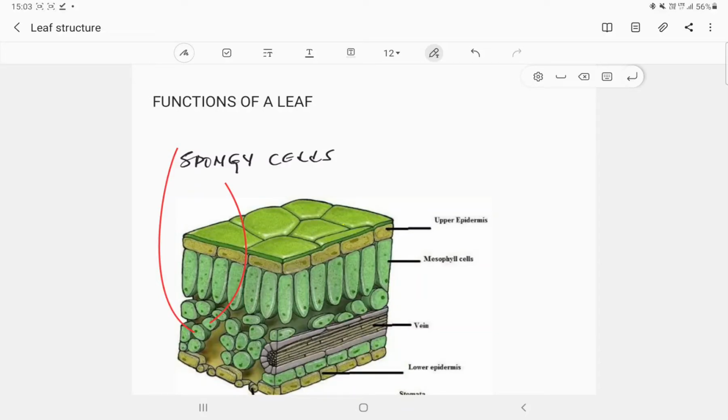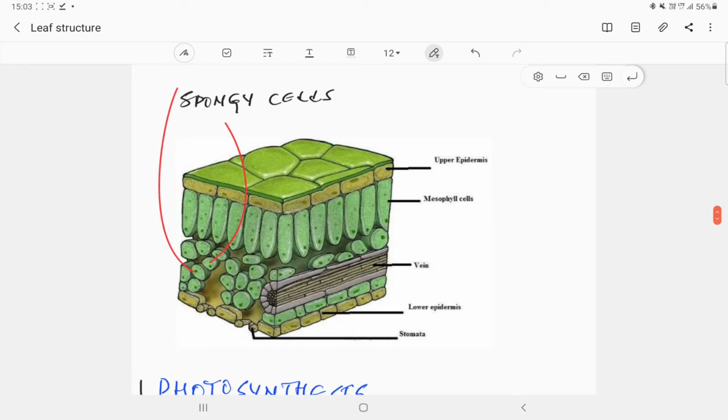And in this video, we will start to learn about the different functions of a leaf. But before we look into the functions of the leaf, let us look at the structure of the leaf once again. Now, I'm not talking about the parts of a leaf, I'm talking about the structure of the leaf. Now, in this particular video, let us first of all understand the different cells that make up the leaf and where the different types of cells are present.